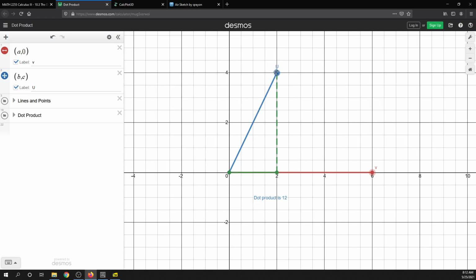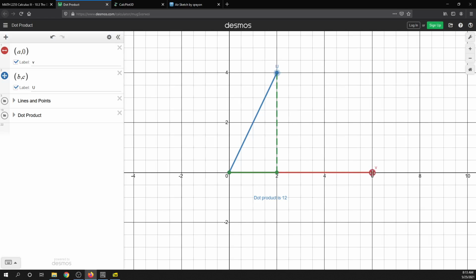Here I have the vector u, and the vector v is the red vector. And then the orthogonal projection is going to be this green vector right here, okay? And down here I calculate the dot product. So here you can see that the dot product is 12 in this case for these two vectors, all right? So this vector u, if I take the projection in the direction of v, I can see that the magnitude of that projection is 2. This green line segment has length 2.